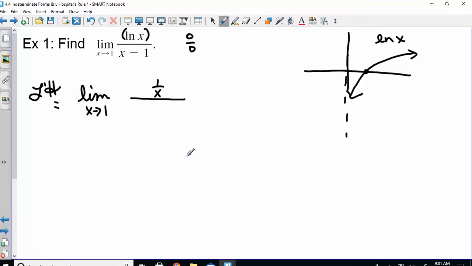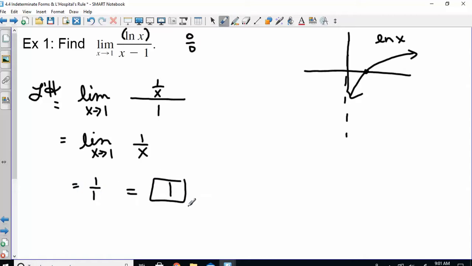1 over x. What's the derivative of x minus 1? 1. So if I simplify that, 1 over x over 1 is just 1 over x. Can I now plug in my 1? So I can plug in, so the limit disappears and my answer is 1.